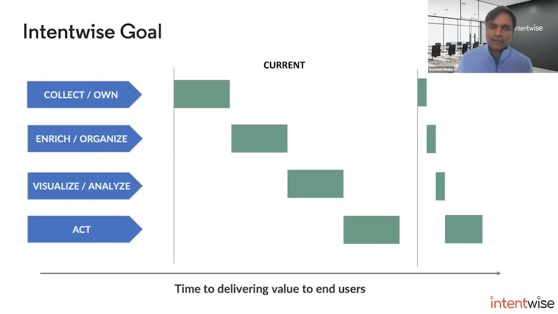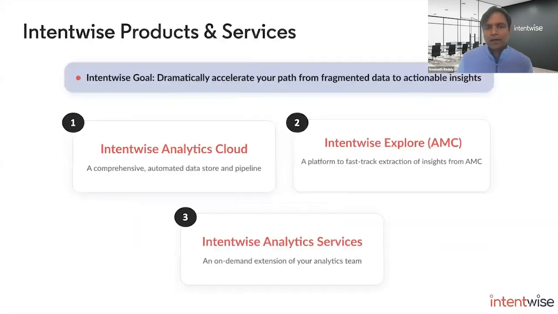But how do we do this? From a product and service standpoint, there are broadly three things to call out. One is we have a solution called Intentwise Analytics Cloud. I'll walk you through exactly what it does and how it addresses the problems I talked about. There's also a solution we've built on top of Amazon Marketing Cloud, called Intentwise Explore, where we really simplify how you can extract insights from AMC. And of course, we augment both of these with a services function, where all the way from building dashboards for you to setting up a data strategy or a data infrastructure to ad hoc analysis, we support all of those things.